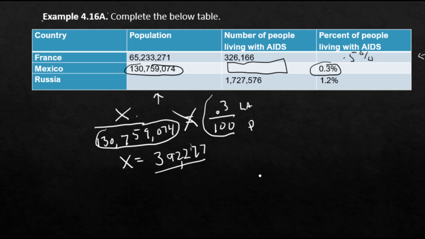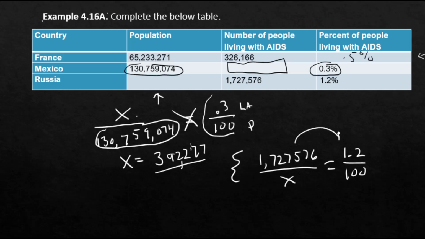Now our last problem is we're going to find the population of Russia, based on the information that we know. Again, we know how many people are living with AIDS, but I don't know what the total population is. But I also know that an equivalent ratio is that for every 100 people in Russia, 1.2 of them has AIDS. So that's the proportion: two equivalent ratios. I'm going to solve for this one, and that's going to give me the population of Russia. Again, I'm going to cross multiply and divide. I'll give you a second to pause it here, and I will put up the answer.